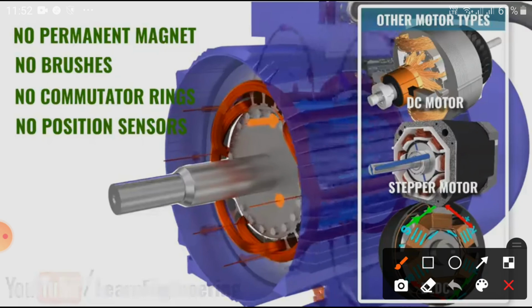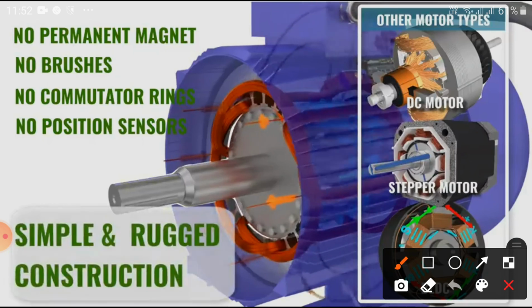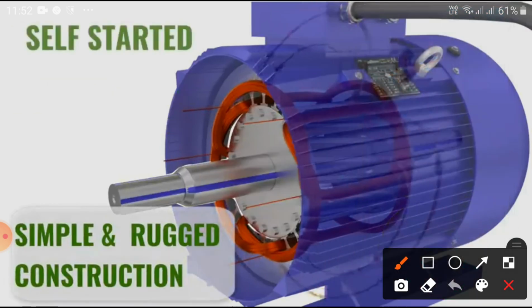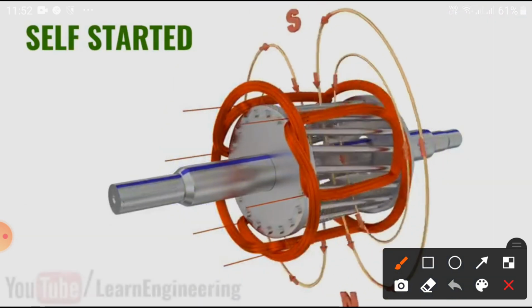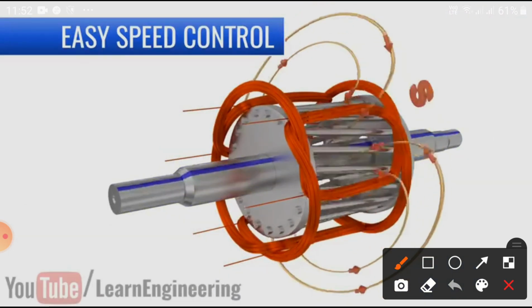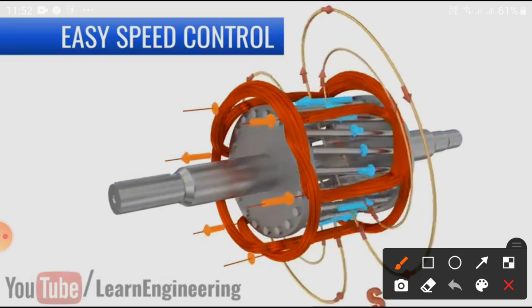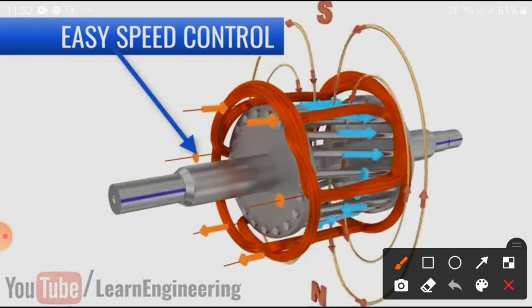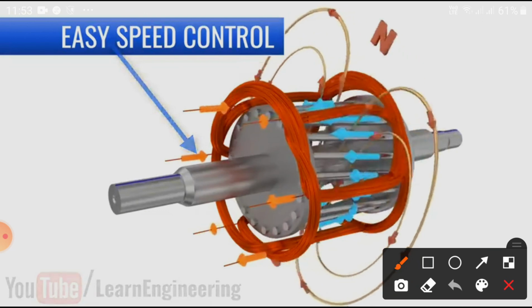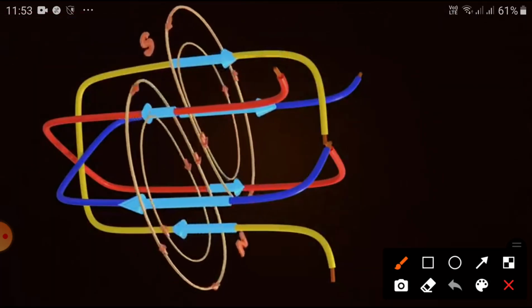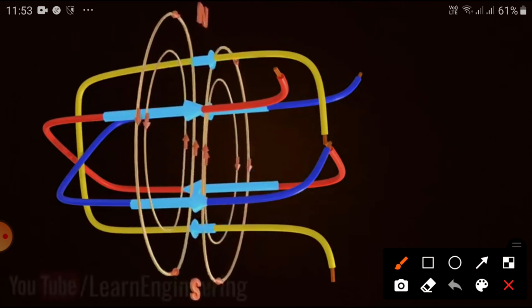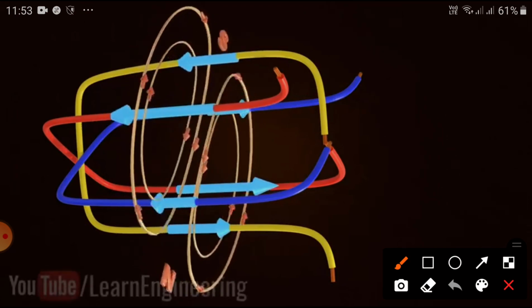Now here, what are the advantages? You can see no permanent magnet is required, no brushes are required, no commutation problem, and it is self-started easily. Okay, and easy speed control. Frequency, we know that Ns equals 120f by P, so the AC frequency we can control easily. By changing the number of poles, we can control the speed of this machine. So we have plenty of advantages compared to the DC machines as well as the synchronous machines.